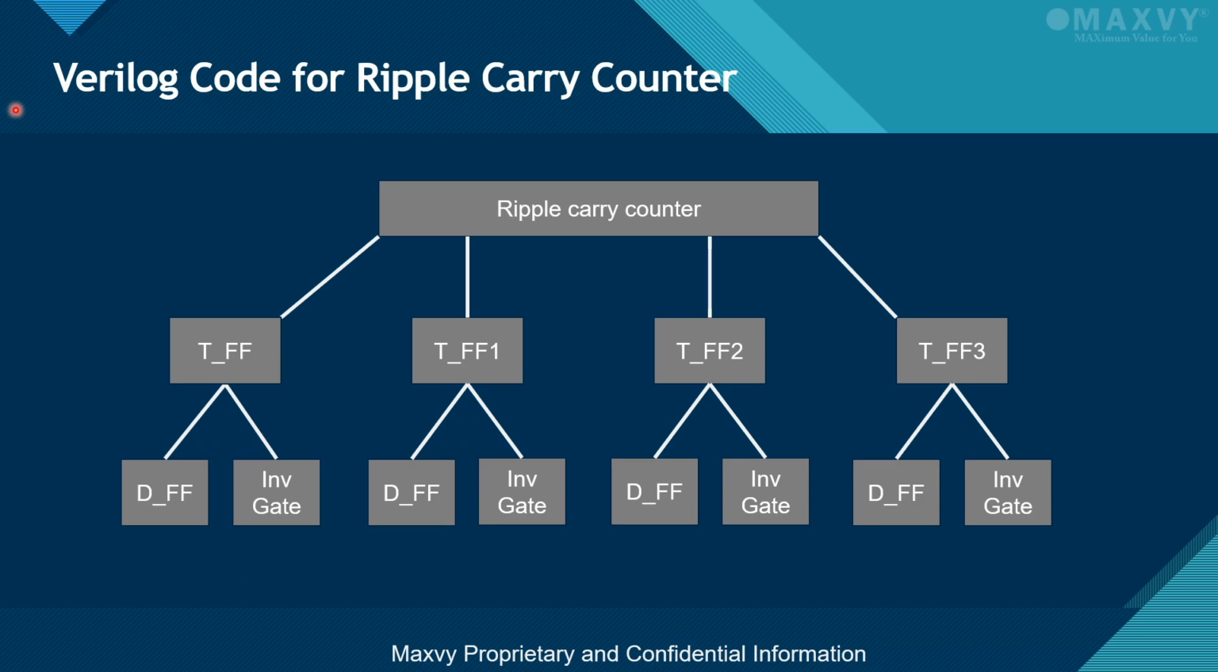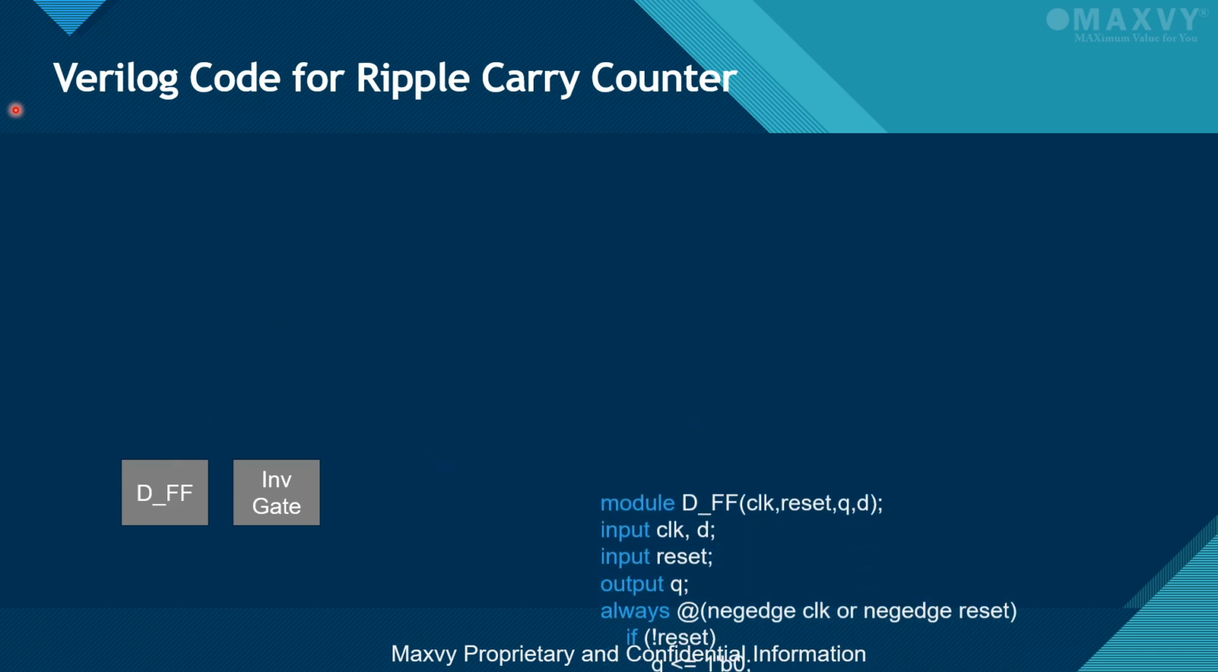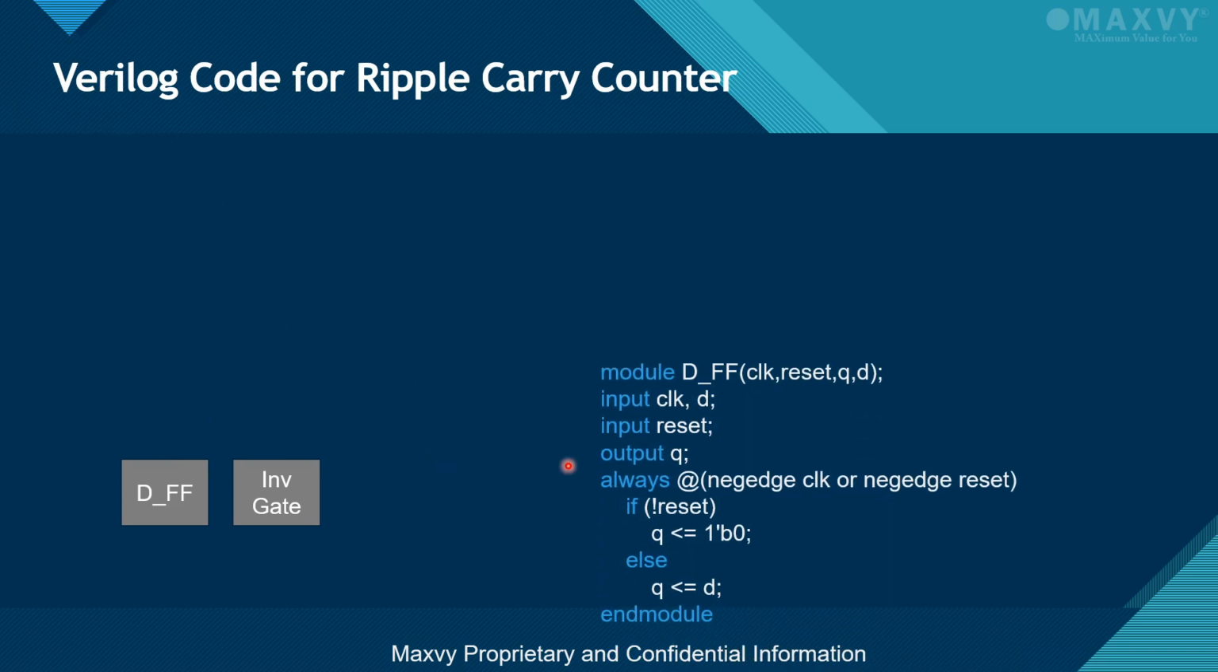Now let's look at the variant of the D flip-flop module, which operates on the falling edge of the clock and reset signals. The D flip-flop module has four ports: clock, reset, D, and Q. The core functionality of the D flip-flop is defined within an always block. This always block is triggered on the falling edge of the clock signal or the falling edge of the reset signal.